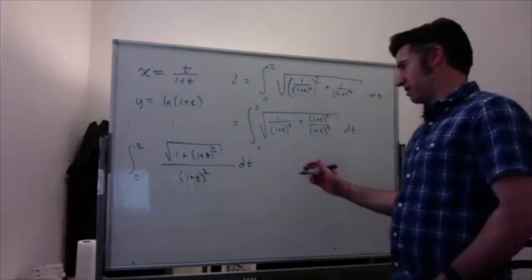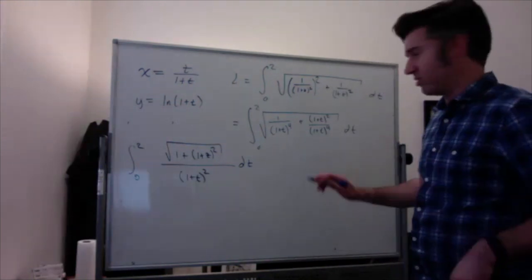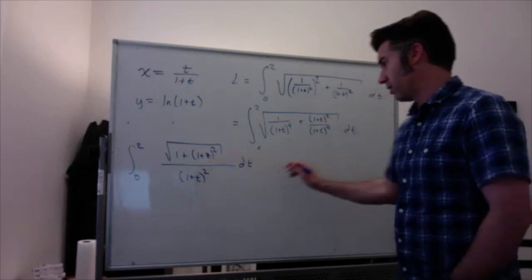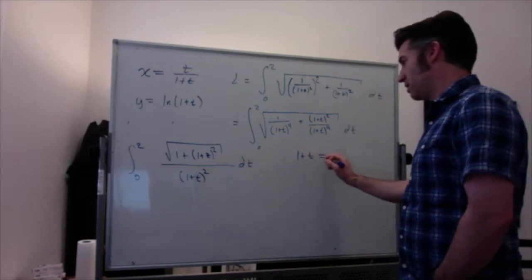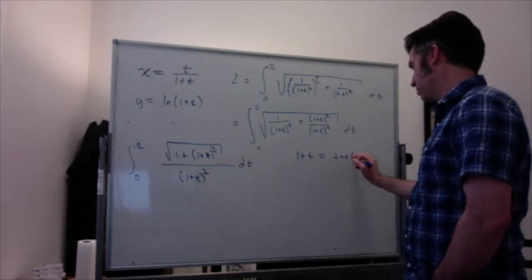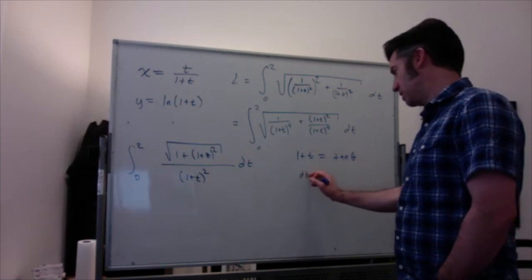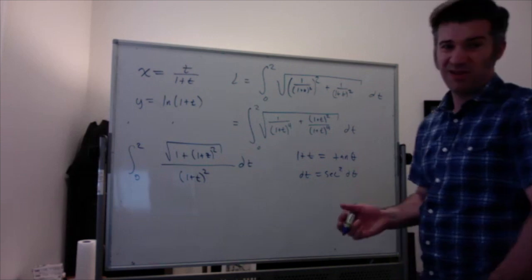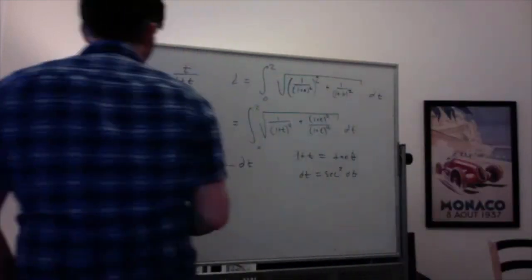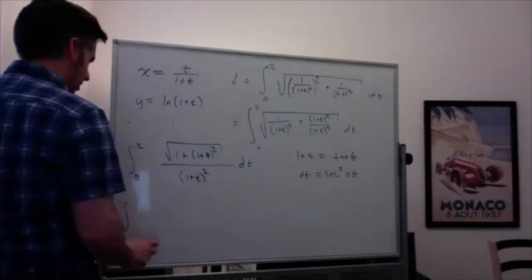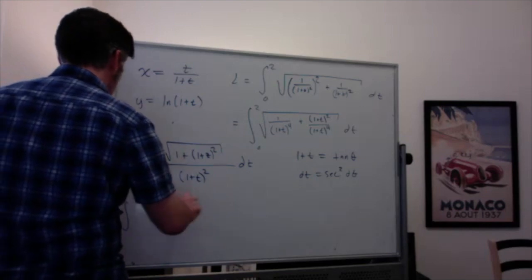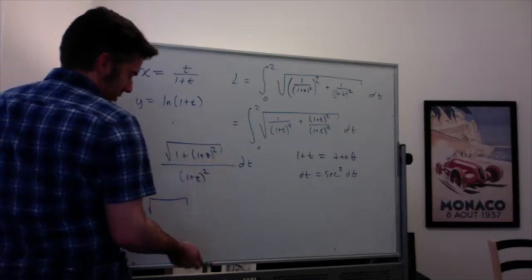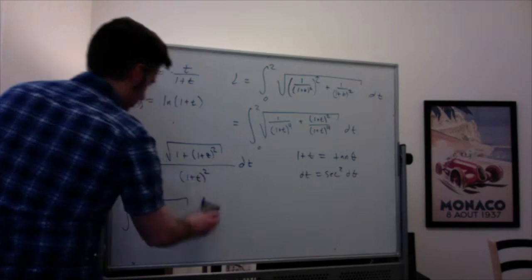Okay. And then, yeah, my gut tells me there's another way to do this, but oh well. So we're going to let 1 plus t equal tangent theta. And then dt is going to equal secant squared theta d theta. Maybe this is the way to go. All right. So then we get the integral of the square root of 1 plus tangent squared, which is secant squared, which is secant.